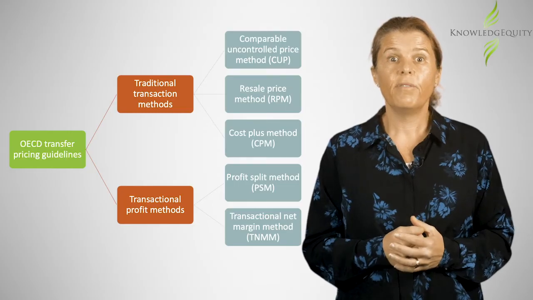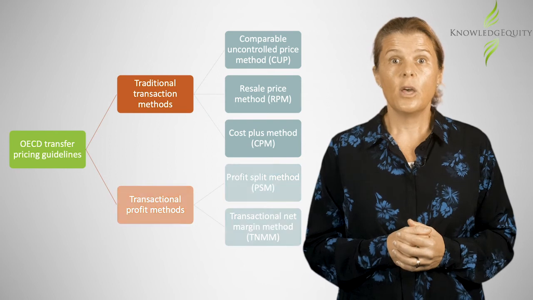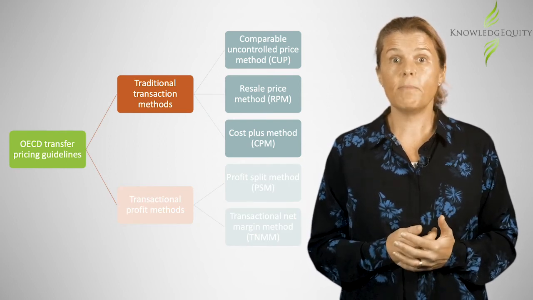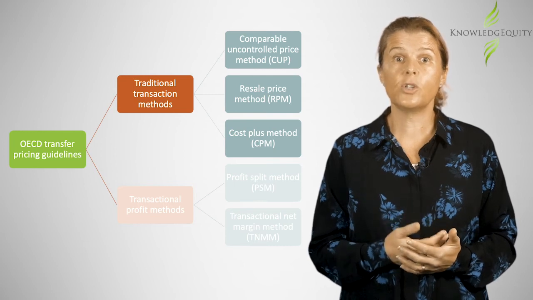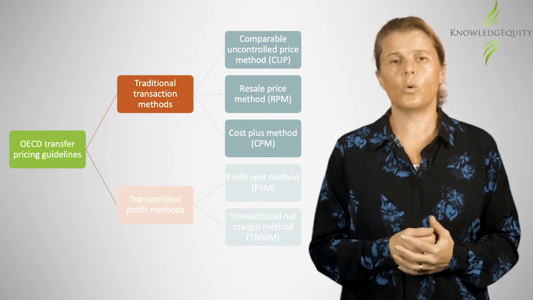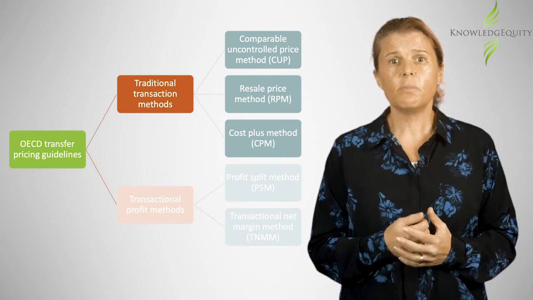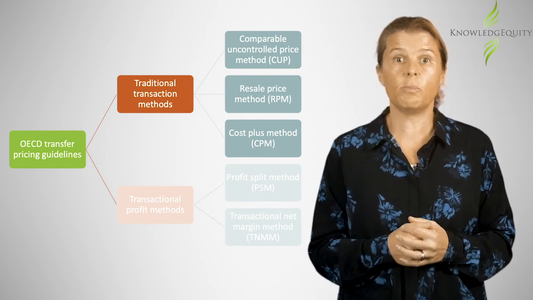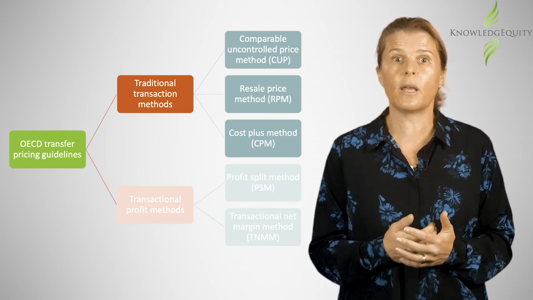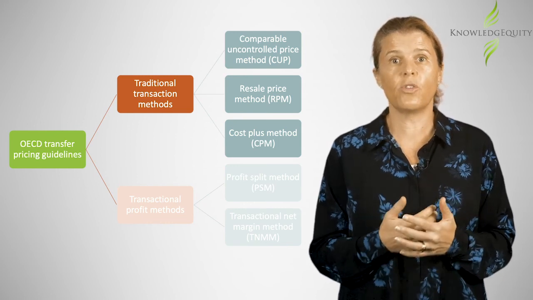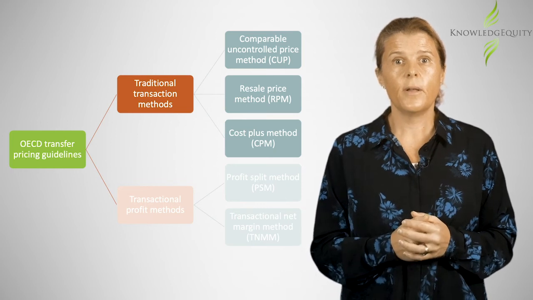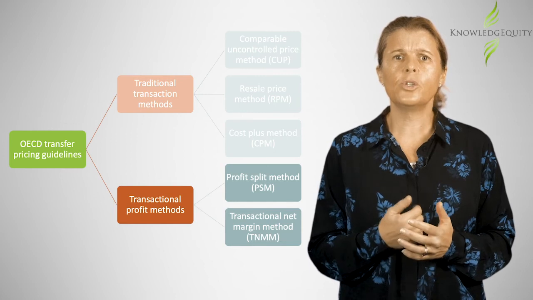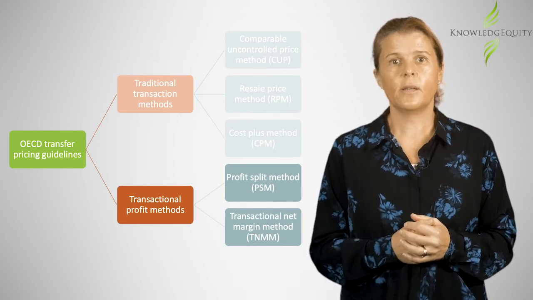To recap, of the five transfer pricing methods, three are traditional transaction methods. Although one of these three methods should be used where there is sufficient data to do so, this will not always be possible. These methods generally require an internal or external comparable transaction to be used as a basis of determining whether the related party transfer price is at arm's length. When one of the traditional transaction methods cannot be used, one of the two transactional profit methods should be used.